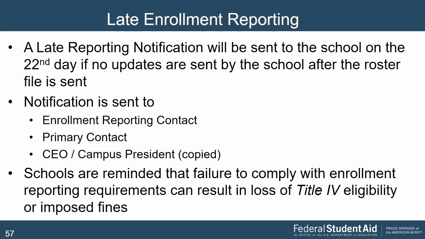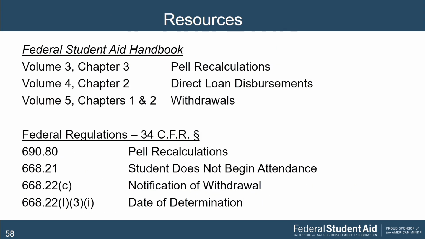For late enrollment reporting, a late reporting notification is sent to the school on the 22nd day if no updates are sent after the roster is sent. It's sent to the enrollment reporting contact and the primary contact, and the CEO or campus president are also copied. Schools that fail to comply with enrollment reporting requirements can lose Title IV eligibility, and they can also be imposed fines. So for those schools that are egregious in this, that is certainly what can happen.